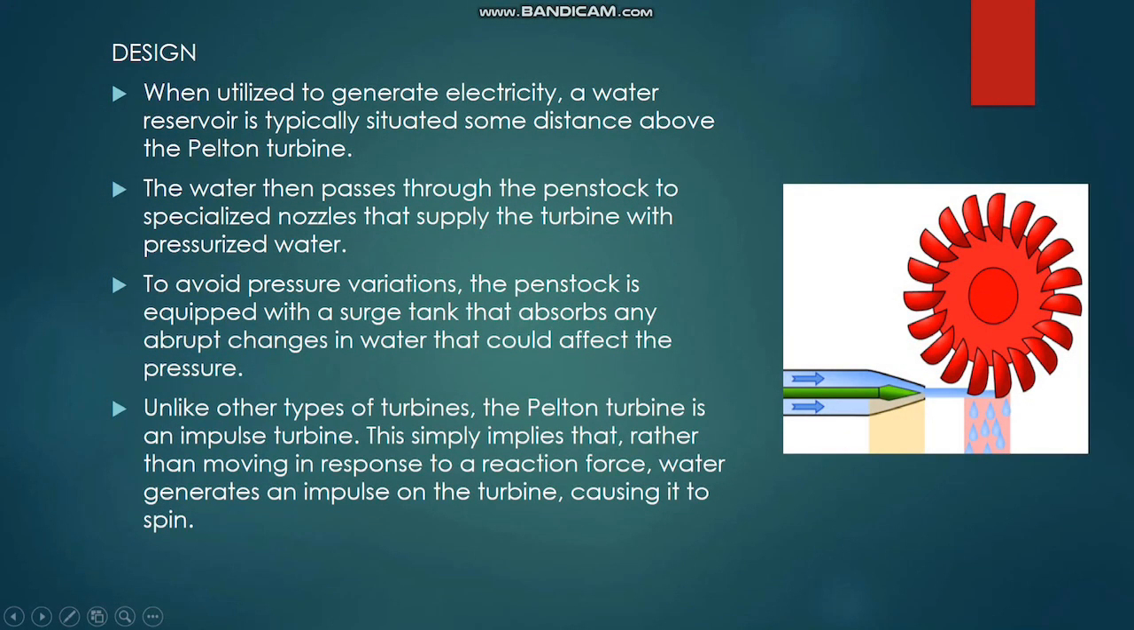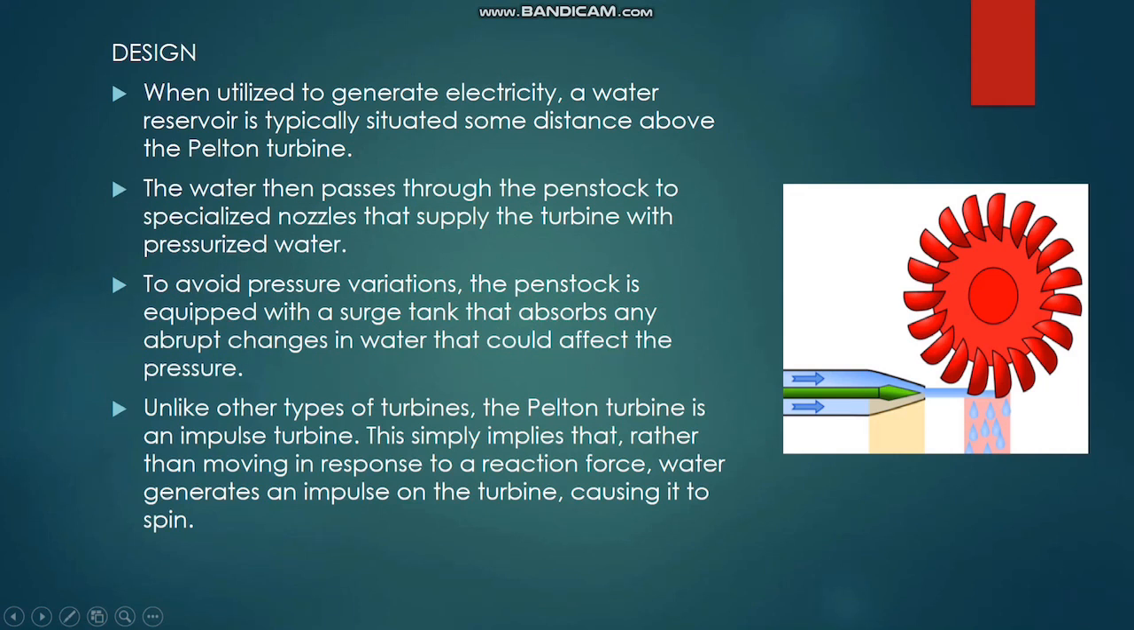When we design a Pelton turbine, it is utilized to generate electricity. A water reservoir is typically situated some distance above the Pelton turbine. Next, the water passes through the penstock to a specialized nozzle that supplies the turbine with pressurized water. The nozzle means that the fluid velocity is higher at the fluid exit of the nozzle, so there is a push for the turbine to move.